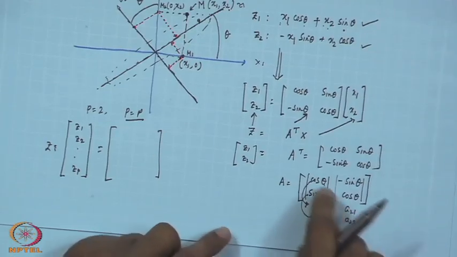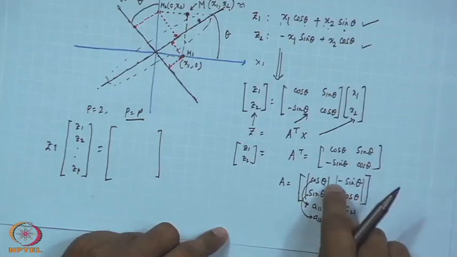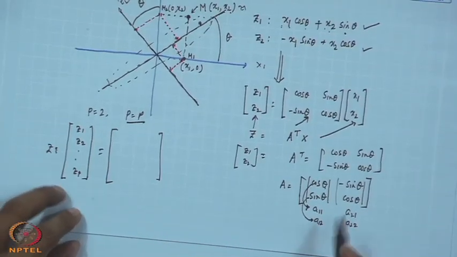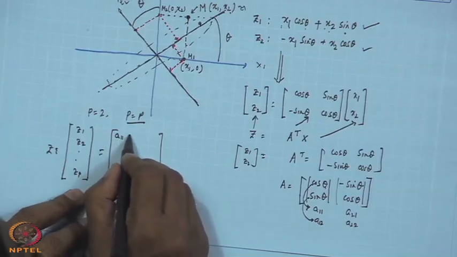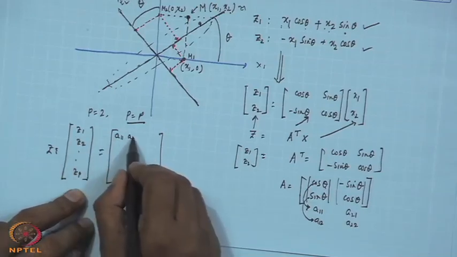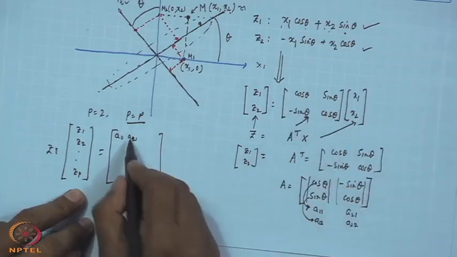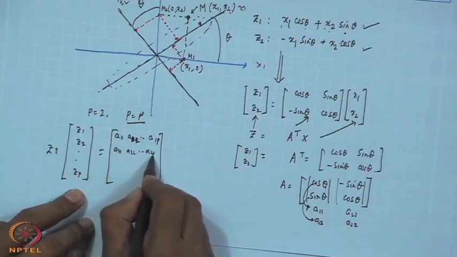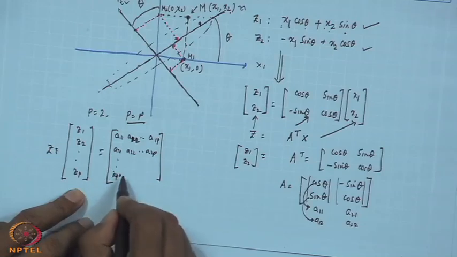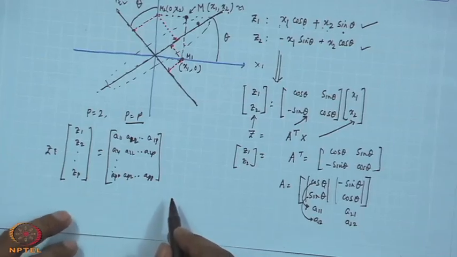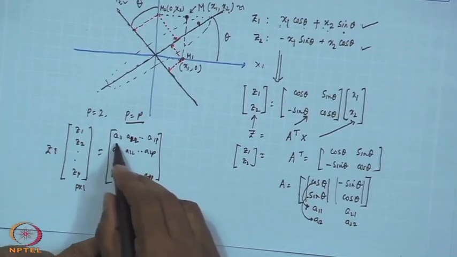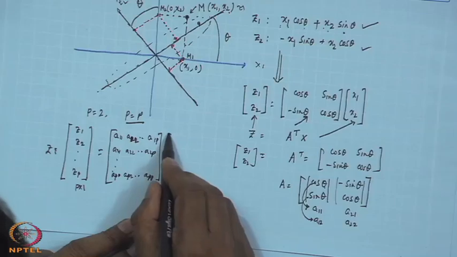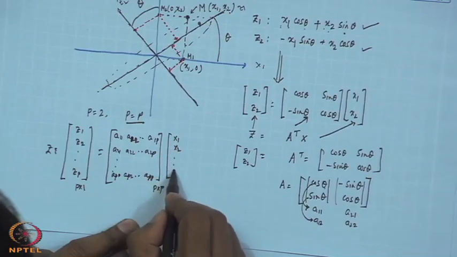You can do this in theta, cos theta, sin theta, we have written here. In place of cos theta sin theta, I am writing A11, A12, A21, A22 like this. So, if there is the p variable case, you can write down like this: A transpose, with A11, A12 up to A1p, A21, A22 up to A2p, similarly Ap1, Ap2 up to App. This is your p cross 1, this one is your p cross p, and then your x1, x2, up to xp.